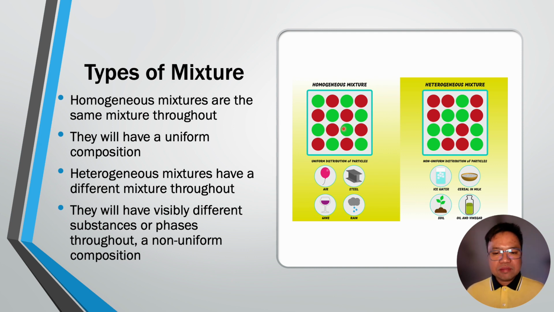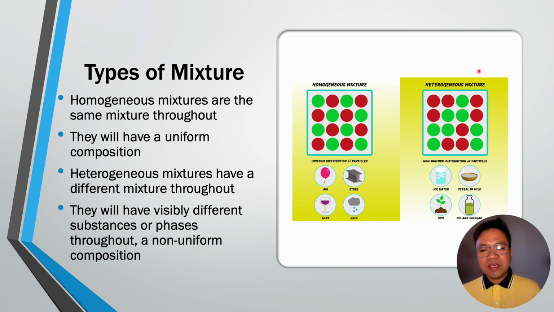On one side, we have homogeneous mixtures, the masters of disguise. These mixtures are so well mixed that their composition is the same throughout. They're uniform, consistent, and you wouldn't be able to identify the different substances in them just by looking. Think of a solution of sugar in water or a cup of perfectly blended coffee. Every sip tastes the same.